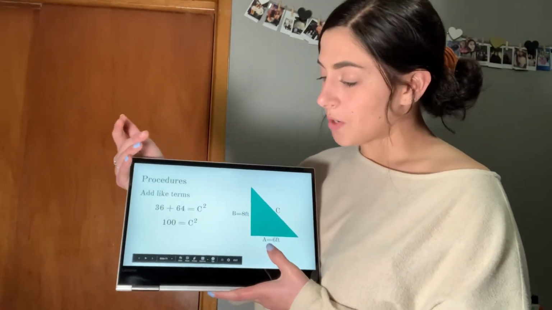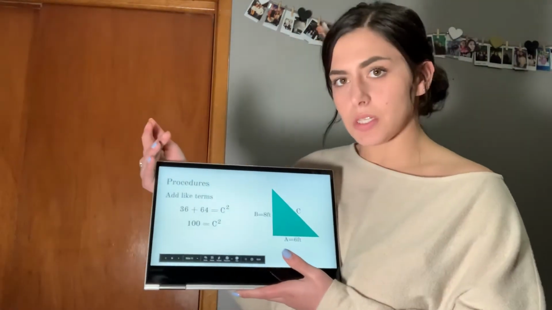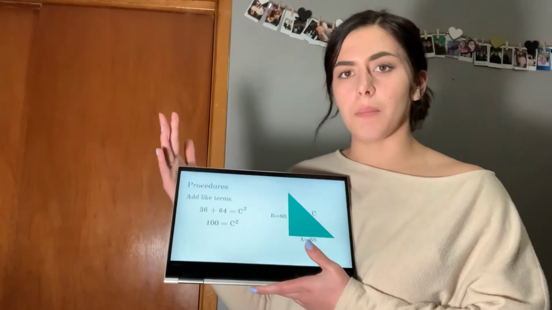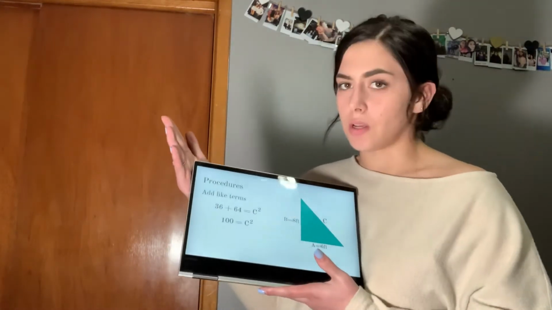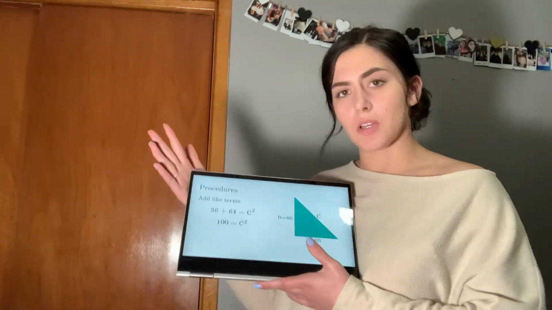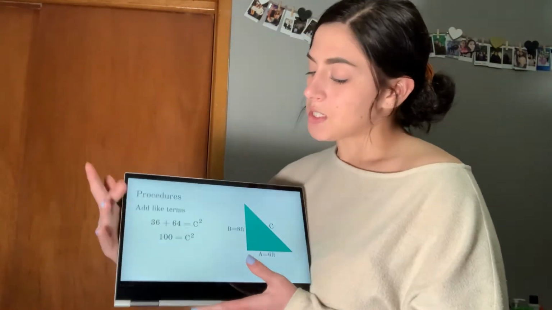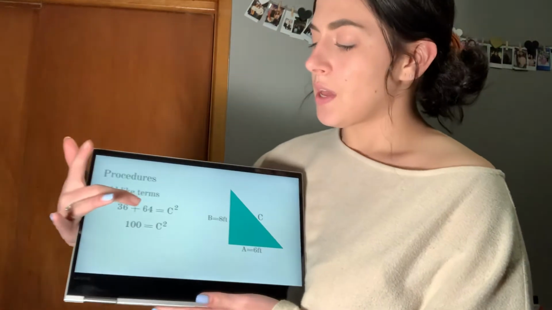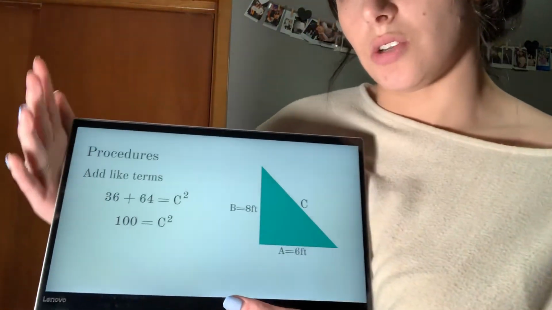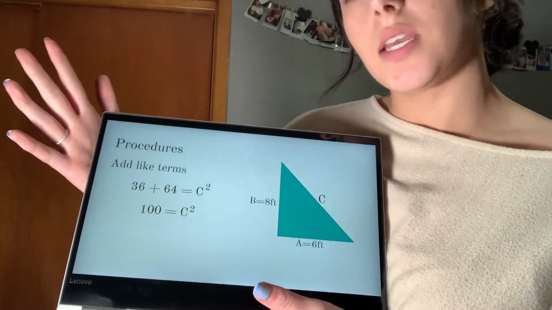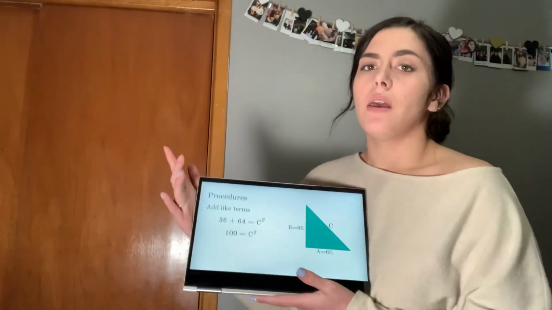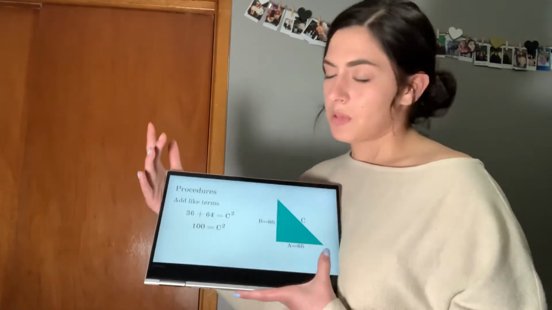The third procedure would be add like terms. I chose add like terms because sometimes it can have actual variables, and you want to know that you want to add your x's and your y's or your z's or whatever variables are the same. So 36 plus 64 equals c squared, and 100 is 36 plus 64, which is c squared. And it shows the kids, it's an easy example, which doesn't mean they will all be perfect like this, but it is a good way to show them about Pythagorean theorem.